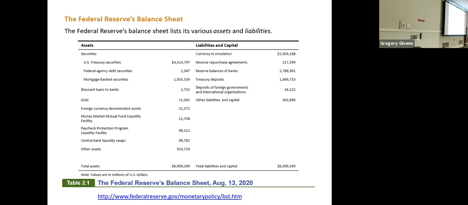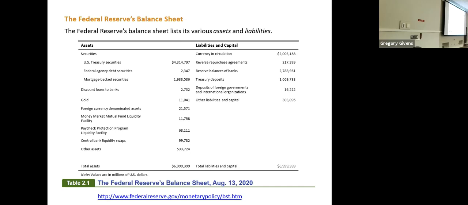Discount loans to banks are currently close to $3 billion, so not anywhere near the size of its holdings of U.S. Treasury. These are assets for the Federal Reserve. Why? Because it's money that private banks owe the Fed, right? These are loans that the Fed has made to private commercial banks through the discount window. What else is on the Fed's asset side of its balance sheet? I want to emphasize some of these others because they've become more important in recent years.